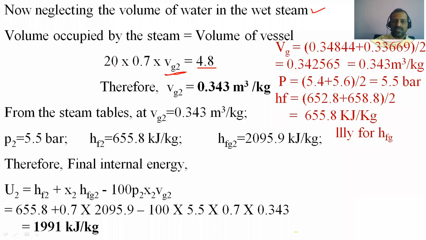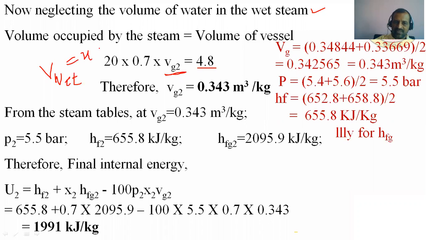So this is 20 into 0.7 because it is a wet steam. Volume occupied by the steam. What steam is going to occupy the vessel volume? It is wet steam, because in the problem he has given the quality of the steam is 70%. So 20 is the mass, 0.7 is for wet steam, so it is into Vg. You know already the volume of wet steam. What is the formula?